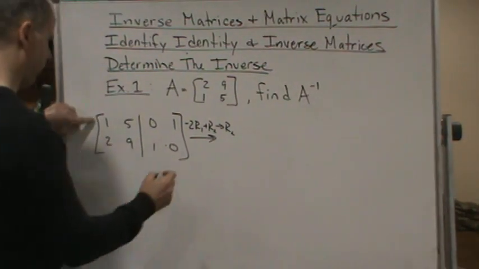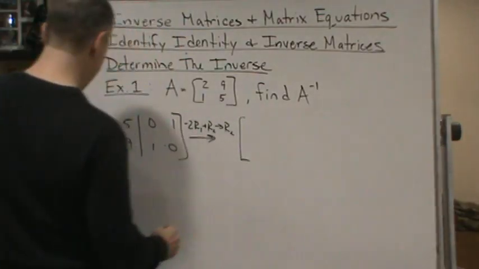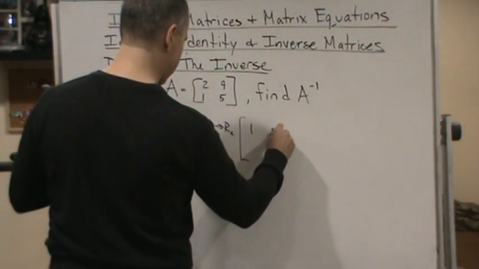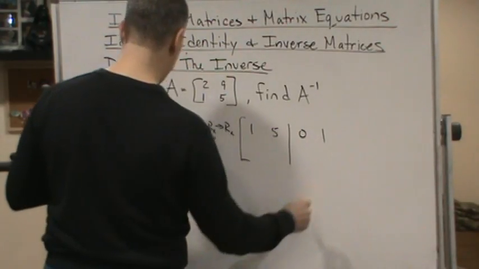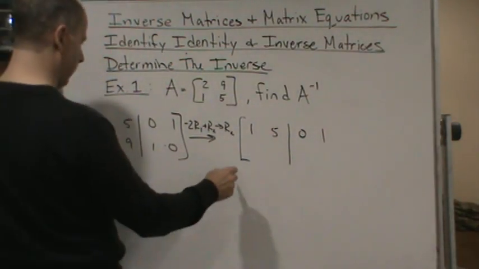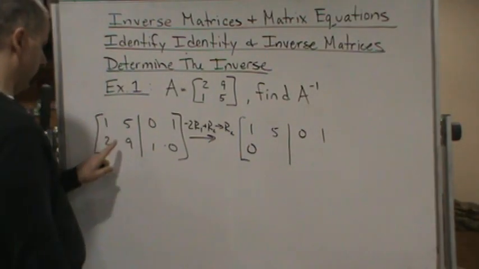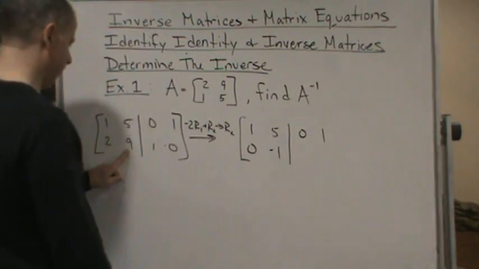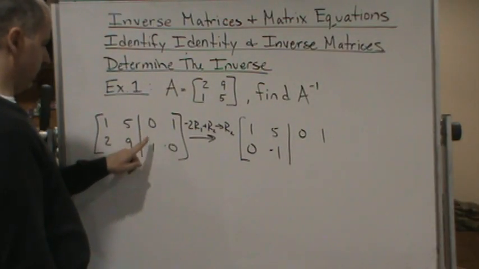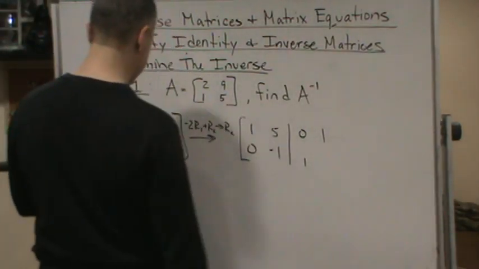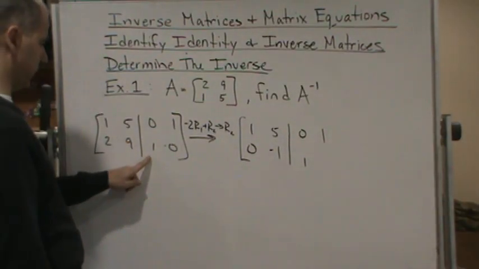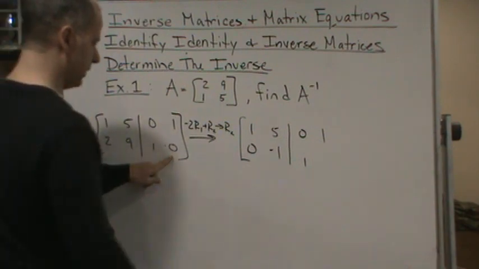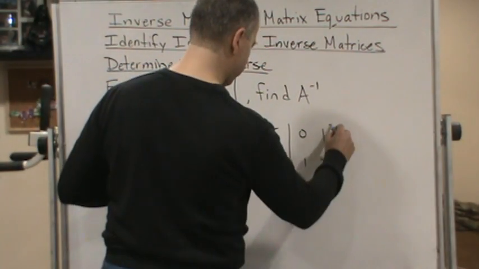what? Now I'm going to get, the first row stays the same, so it's going to be 1, 5, 0, 1. And the second row is now going to be what? 0. And then -10 plus 9 is -1. And then 0 plus 1, this is going to be unchanged because -2 times 0 is still 0 plus 1 is 1. And then -2 times 1 is -2 plus 0 is -2.